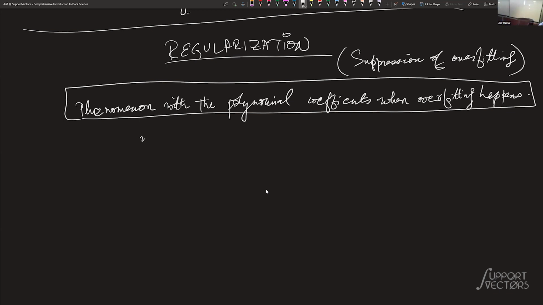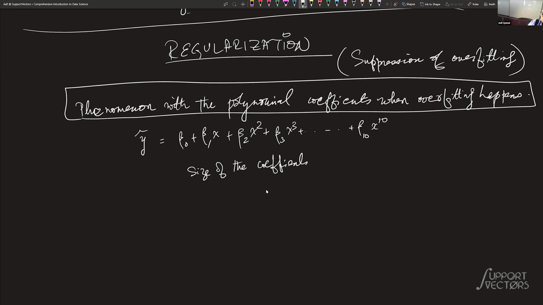What it also will do is, suppose you have written your equation like this: y hat is equal to beta naught plus beta 1 x plus beta 2 x squared. And I'm just taking univariate, but it generalizes to higher dimension, to multivariate results also. Up to beta 10 x^10. Let's say we take a 10-degree polynomial. When you try to fit to data and there is overfitting, what you will notice is that the size of the coefficient beta i is large.